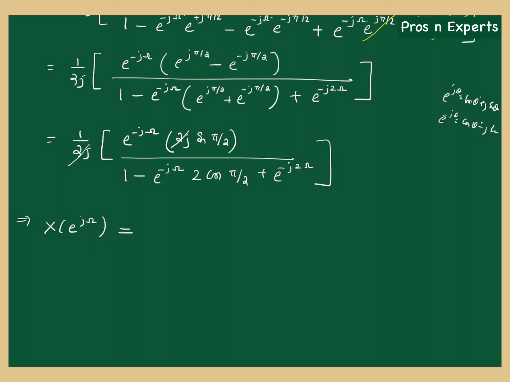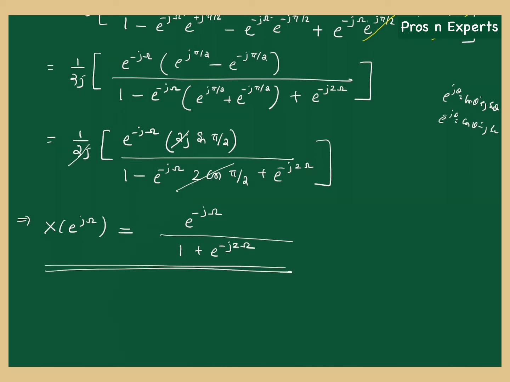Final step, x of e raised to j omega equal to what is sin pi by 2? Here is a sin pi by 2. We can give it as 1. Sin pi by 2 is 1. So the numerator is e raised to minus j omega alone, whole divided by, and what is cos pi by 2? Cos pi by 2 is cos 90 degrees, so we can cancel this term as 0. So what remains is 1 plus e raised to minus j2 omega. So this is the simplified form of our discrete time Fourier transform. And that is the very same expression that we needed to prove. So this is the proof.